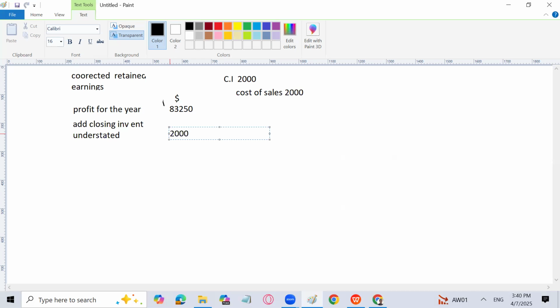We will adjust all the amounts and then go for it. But remember, when you write the current assets in the statement of financial position, you have to add 2,000 in the closing inventory as current asset.